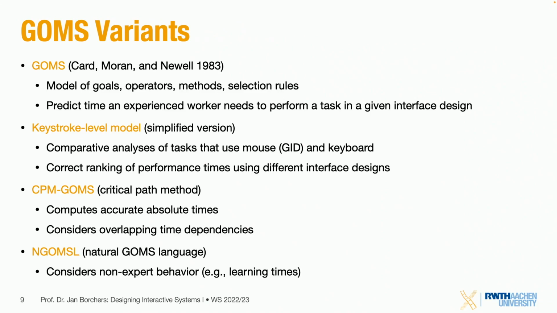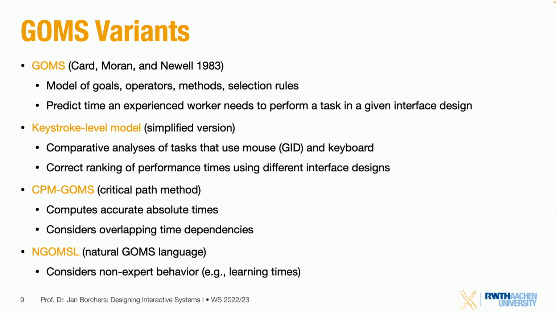And then there was the natural GOMS language model, which actually deviated from everything we've seen so far, because everything we've seen so far refers to essentially expert users doing a routine task. Right? So doing something that they've done hundreds of times before. And if you want to understand how long it takes people to start learning a system when they are not experts in it, then the natural GOMS language model enables you to do that. So it will let you also estimate things like learning times.